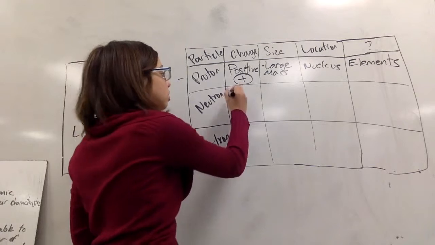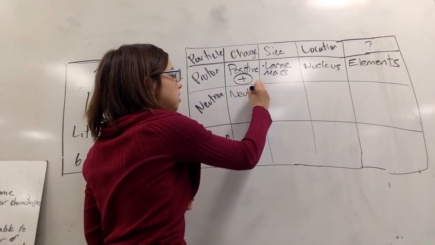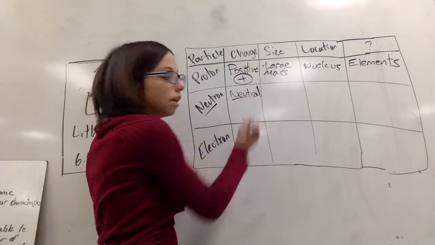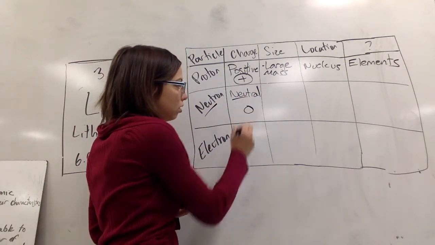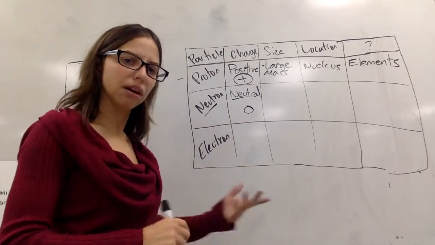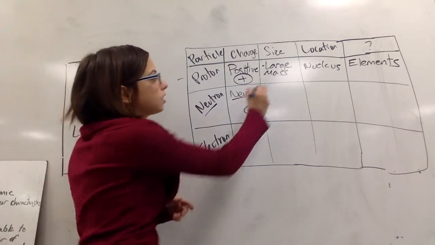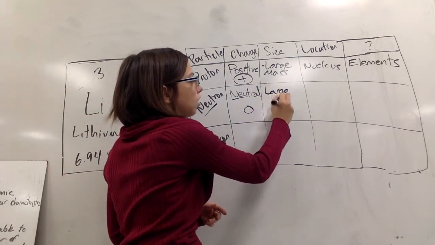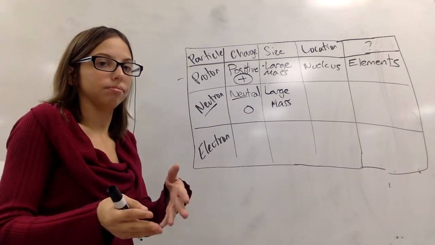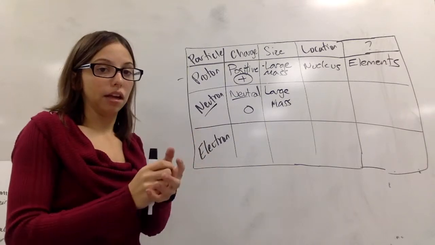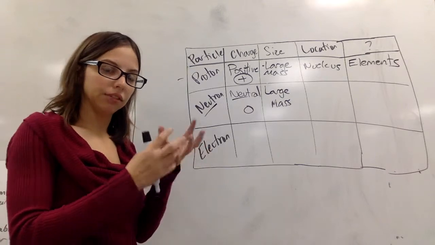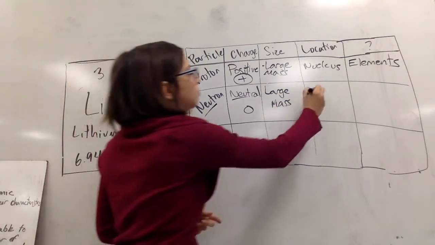The neutrons are next. Neutrons have a neutral charge, which is easy to remember because they kind of sound the same. Neutral, if you don't know what I mean by that, it's no charge. So I just draw a blank circle, 0. Not positive, not negative. The size, again, like the protons, they are relatively large. Relative, for an atom, which is really small. Relatively large mass. So not necessarily takes up a lot of space, but gives it a lot of weight, if you will.